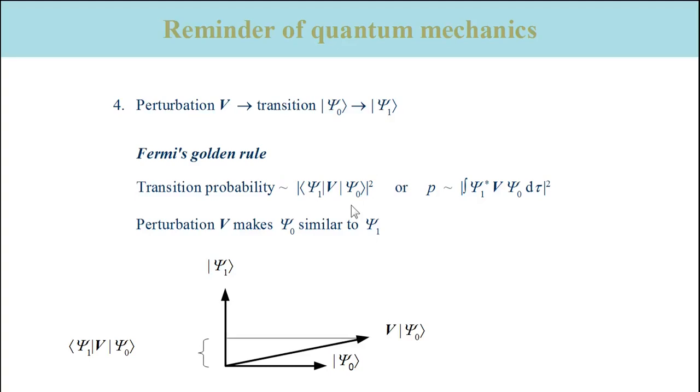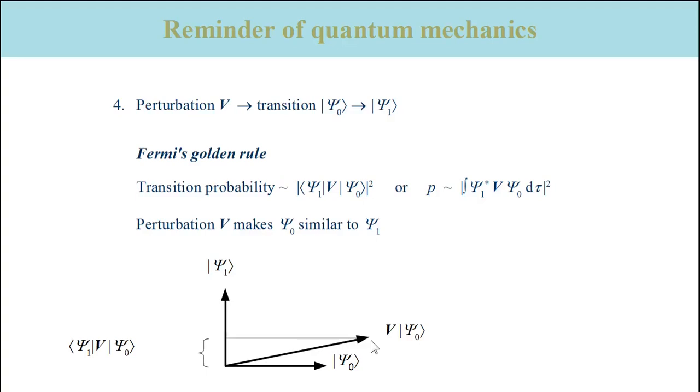A transition will only occur if the perturbation makes the initial state psi0 somewhat similar to the final state psi1. That means if the vector V psi0 is rotated away from psi0 towards psi1.